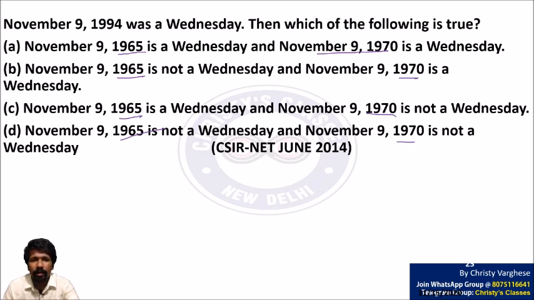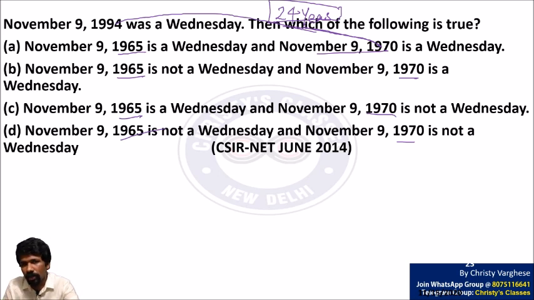So, there are complete years. How many complete years? First, we will consider 94 and 70. How many years are in between? 24 years are in between. 94 minus 70, 24 complete years, as it is November 9 itself.